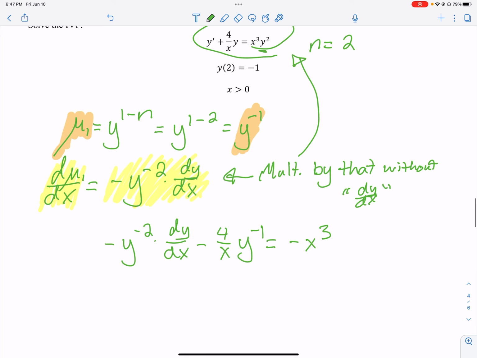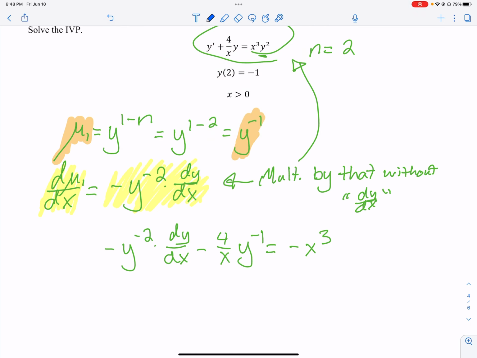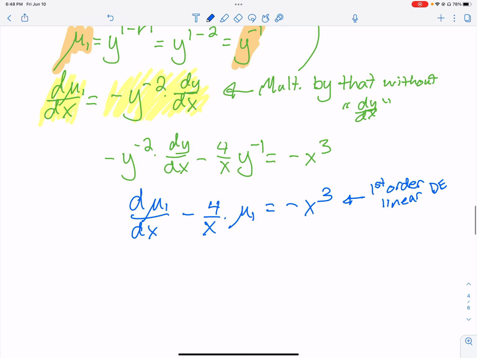Okay, so let's see what we can replace now. We're trying to get things in terms of something else to make it a different type of equation. So check it out. What's in yellow there? Those two things are the same. So I'm going to replace that with d mu1 dx minus 4 over x times y to the negative 1, which is actually mu1. And the right-hand side, I just leave alone. Now, this equation is a first order linear DE. You can see it there. Mu1 is to the first power.